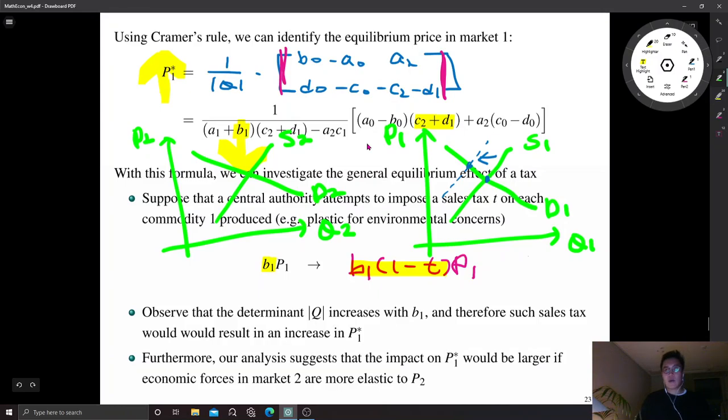Right? So if some customers switch to commodity 2, there will be an increase in demand like this. So if the price of good 1 is expected to increase and some customers will switch to commodity 2, then there will be an increase in demand. So the price of good 2 also increases.